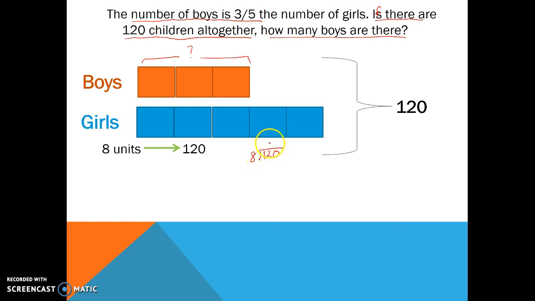So if we divide 120 by 8, let's see, 8 goes into 12 once. We multiply, bring down the 0, 15. So 1 unit is going to equal 15 children. Now our question is, how many boys are there? We have 3 units of boys, so that means we are going to multiply 3 units times 15 to find the number of total boys. And 3 times 15 is 45, so there are 45 boys in this group.